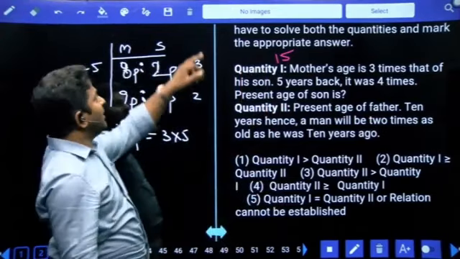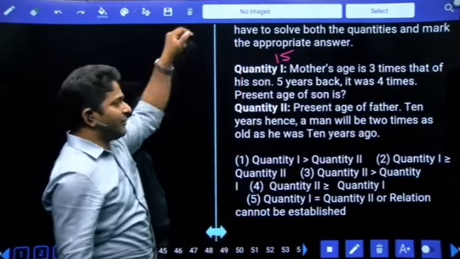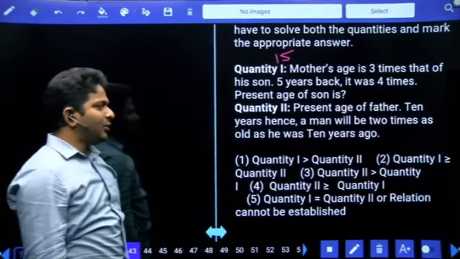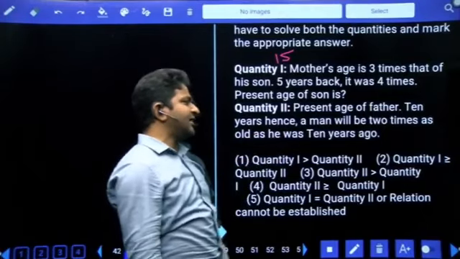Next, Q2. The present age of father, that's what we have to calculate. 10 years hence, a man will be 2 times as old as he was 10 years ago.